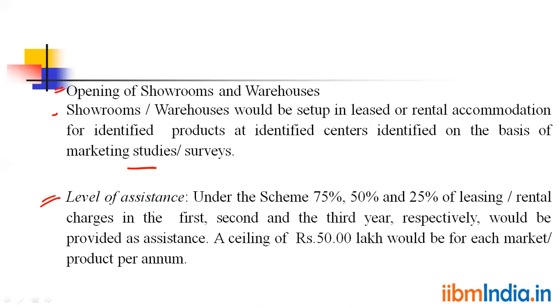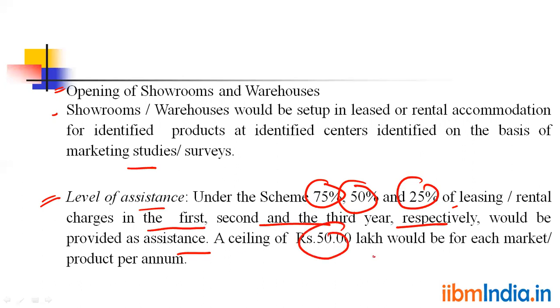Here it will talk about the level of assistance. Under the scheme, 75%, 50% and 25% of the leasing rental charges in the first, second and third year respectively would be provided as assistance. A ceiling of 50 lakh rupees would be for each market product per annum. So per product annually, 50 lakh rupees is the maximum limit that would be provided to you, and the limit is 75%, 50% and 25% for the first year, second year and third year. That is the level of assistance you would get if you are opening up showrooms and warehouses in the international market.